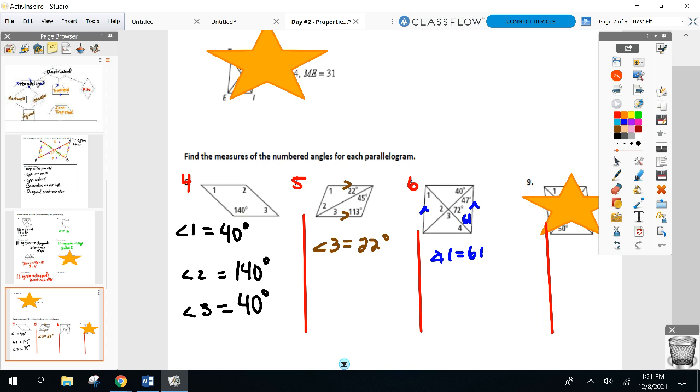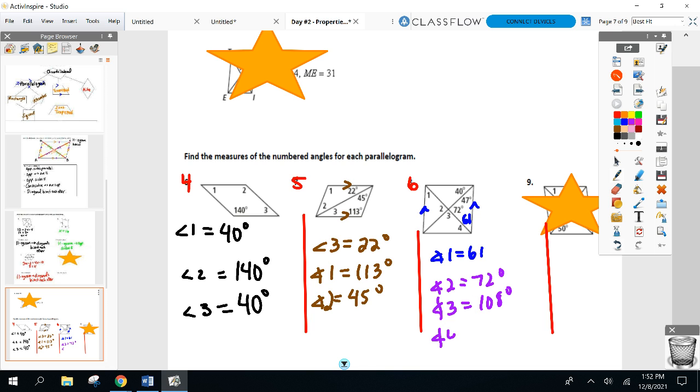Trouble? All right, let me go back to number 5 and do the rest of those angles. Angle 1, 113. Opposite angles are congruent. And angle 2 was 45 because it was alternate interior with the given 45. Next up, angle 2 over here was 72, a vertical angle with the given 72. Angle 3, 108, because it was a linear pair with the given 72. And angle 4, what I have there, 32 degrees. All set? Issues?